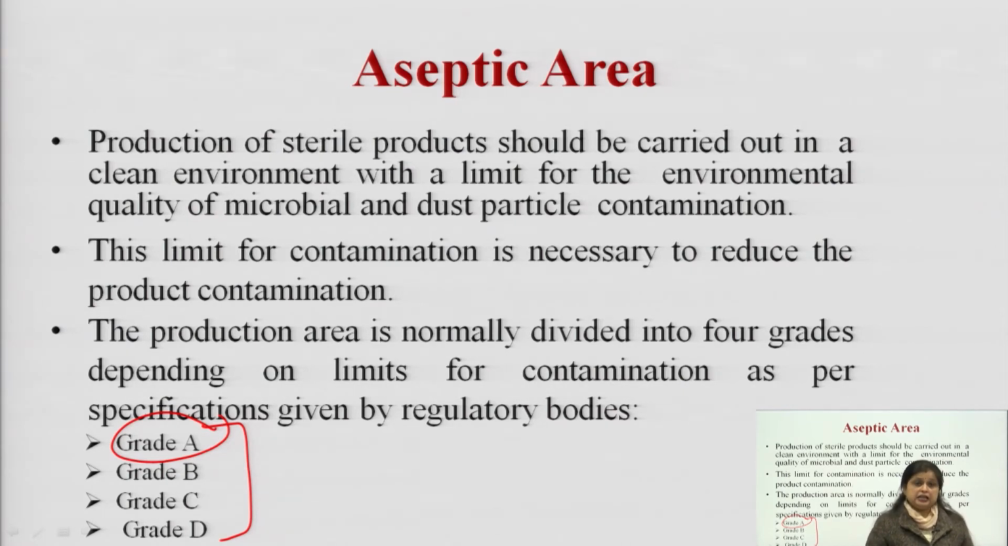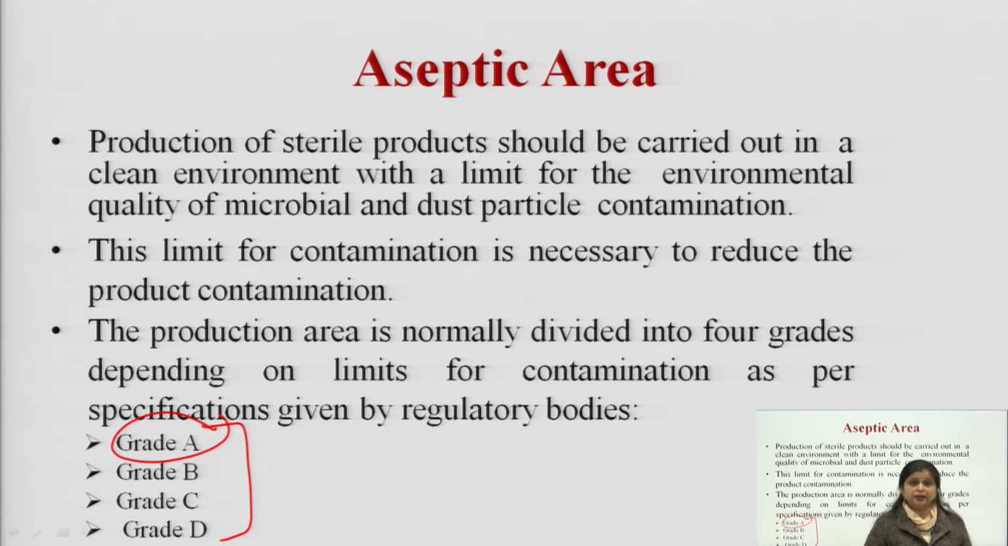Grade D is the area which is highly contaminated, which will have a lot of microorganisms and a lot of dust particles within it. But as we move from grade D towards grade C, grade C will have fewer dust particles as well as fewer microorganisms. From grade C we move towards grade B, and grade B will have very few microorganisms. All these limits have been given by various guidelines.